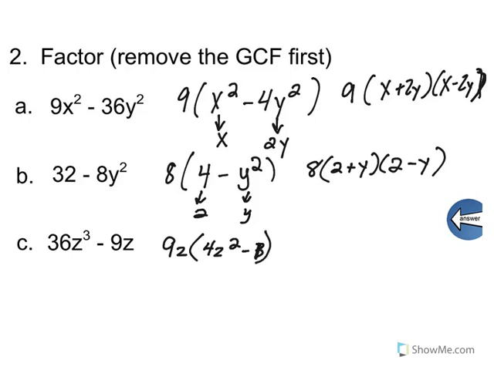Almost wrote 3, but that's minus 1. Again, I've got 9z, and then I can factor the inside as a difference of squares. So 4z squared, that would be 2z. 1, square root of 1 is 1. So my two factors are 2z plus 1 and 2z minus 1. And then 9z. So I've got three factors here because we factored out the GCF.